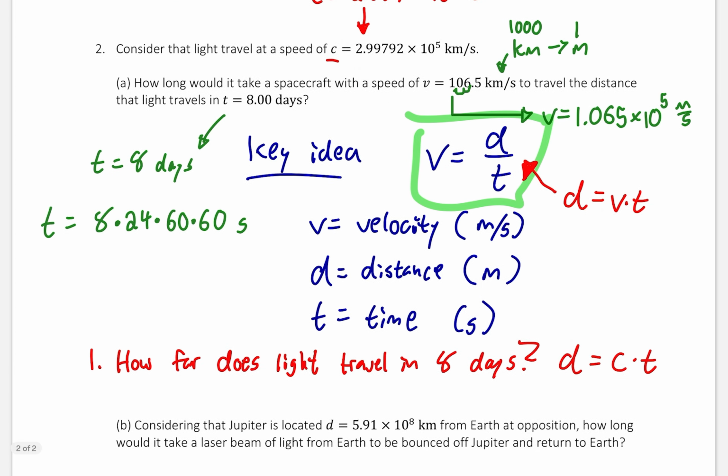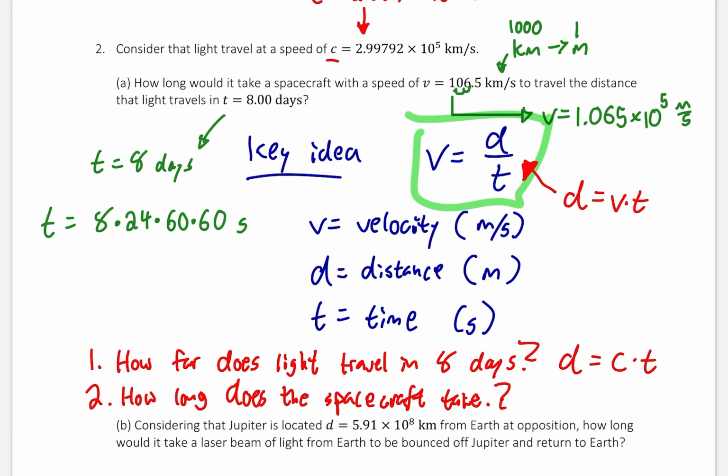Then I'm going to plug that D value into the velocity equation, but this time you'll use my converted spacecraft velocity to solve for T, because both times we're actually not solving for velocity, so both times we're going to rearrange it. So step 2 is then how long, which is going to be a time, does the spacecraft take? In that case, I'm going to be solving for T.